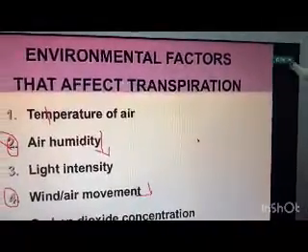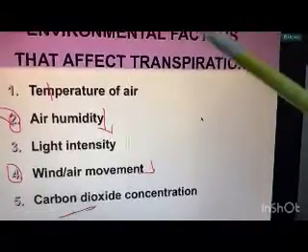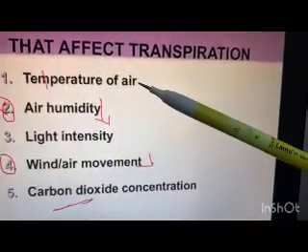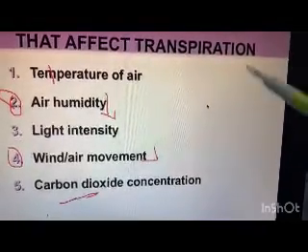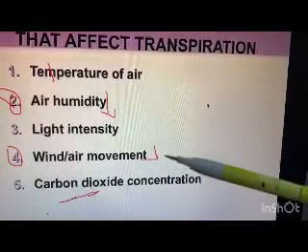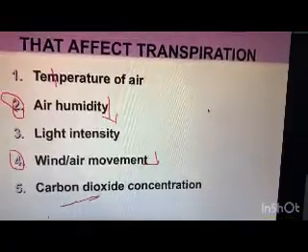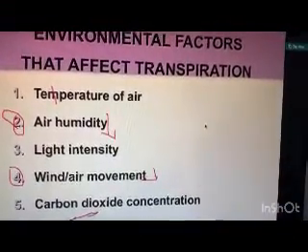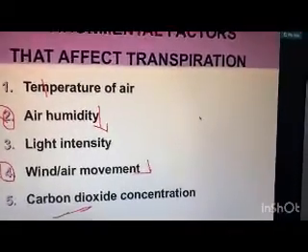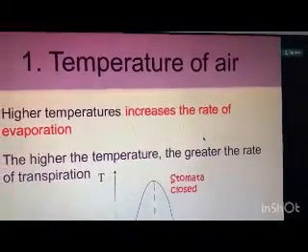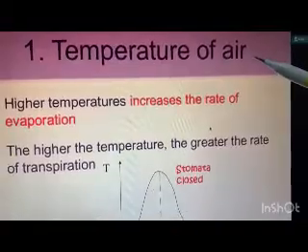Environmental factors that affect transpiration. Number 1 is temperature of air, humidity, light intensity, wind or the air movement, and carbon dioxide concentration. These 5 factors can affect transpiration. So let's discuss one by one the factors that affect the transpiration.